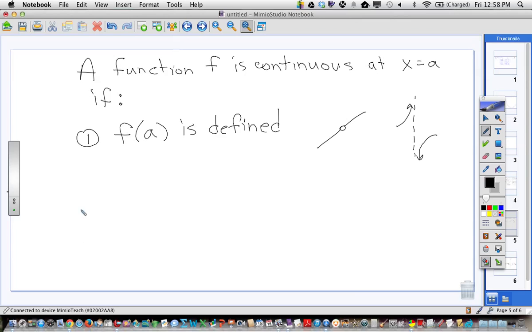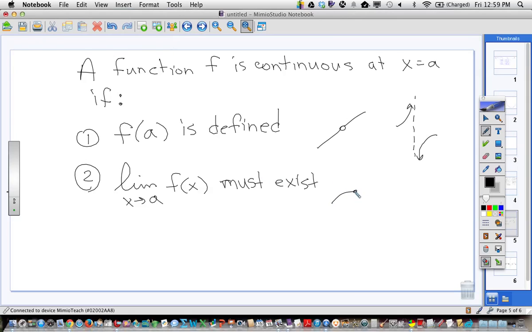Okay? The second thing that has to happen, and this is what we had to wait for, is we now know about limits, and so this is the next piece. The limit of the function as x approaches a must exist. Now notice the wording there. Functions are defined or undefined. Limits exist or do not exist. Okay, so we want to use the proper terminology there. We don't want to say a limit is undefined. Now, what would violate that?